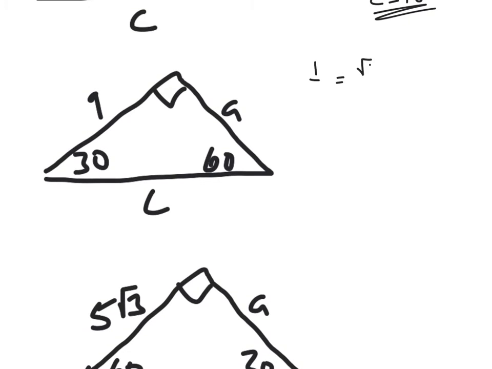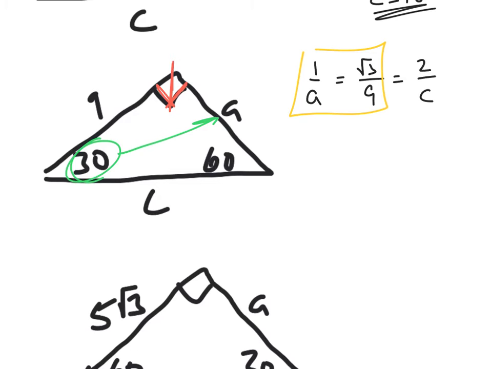1, square root of 3, 2. Opposite the 30-degree angle is our short leg. The right angle points to the hypotenuse. 9 must go in the middle. Taking my first proportion, I get 1 over 9. Oops, excuse me, I misspoke. I get A square root of 3 equals 1 times 9, which is 9.